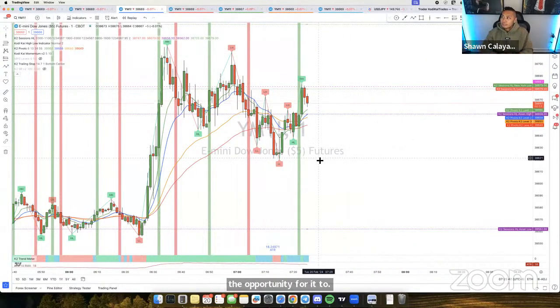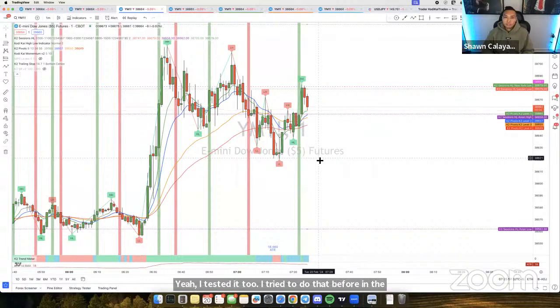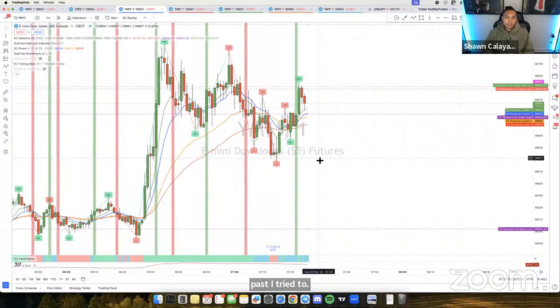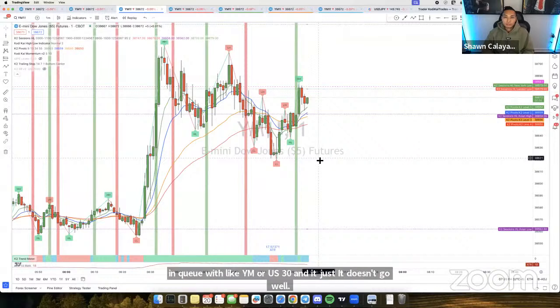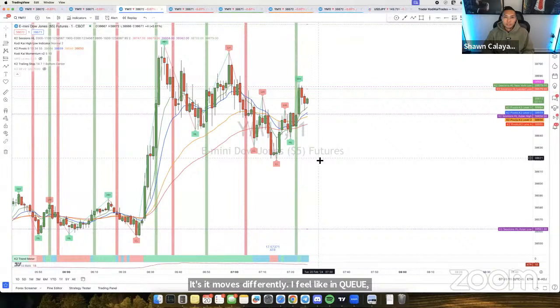Yeah, Kenny said he tested the breakout on NQ. It's not great. Yeah, I tested it too. I tried to do that before. In the past, I tried to incorporate NQ with like YM or US30, and it doesn't go well. It moves differently. I feel like NQ moves kind of similar to gold. If you guys have traded gold before, NQ moves like that because it's so erratic.